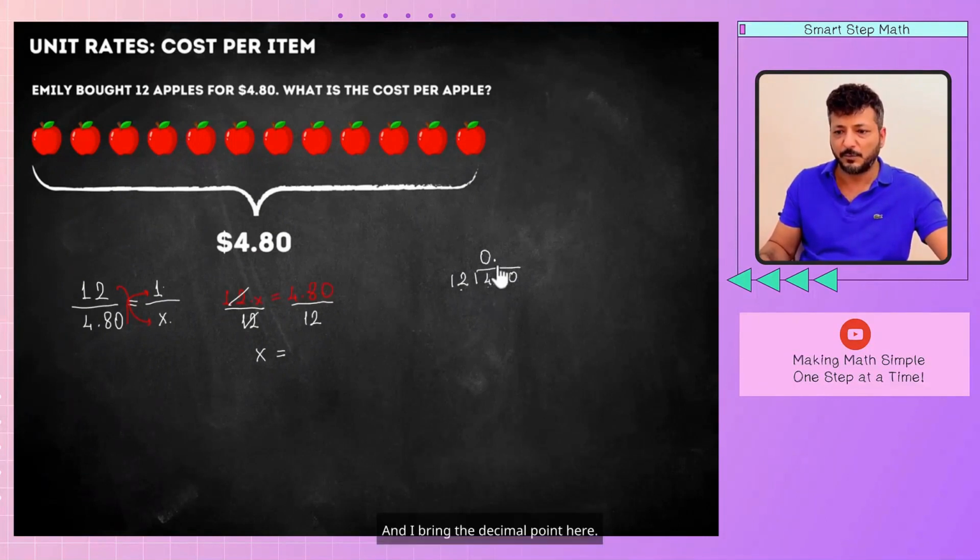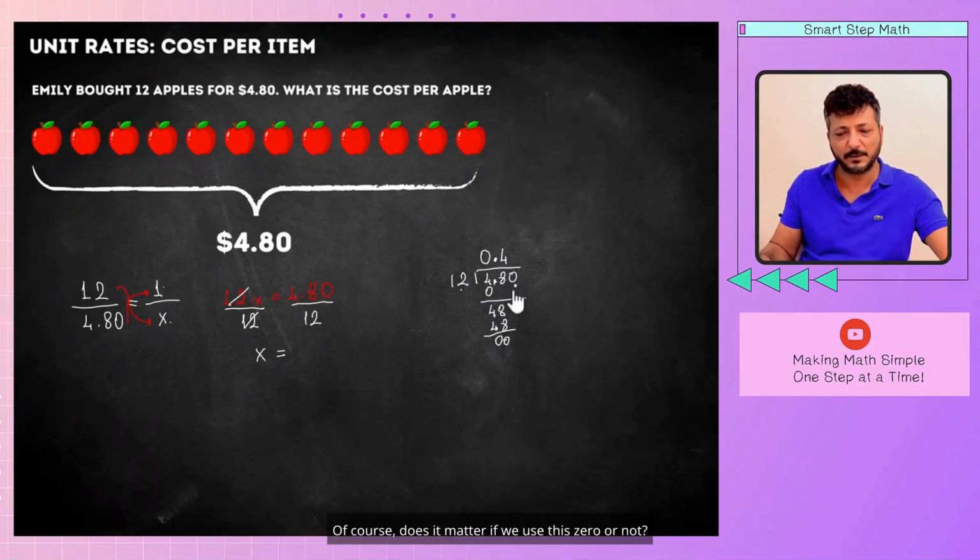And I bring the decimal point here. I said it is 0 times. Here, 48 is left. Well, we place the decimal point. Is there a factor of 12 in 48? Yes, there is. How many times? It is 4 times. Therefore, 4 times 12 is 48 and 0 is left.